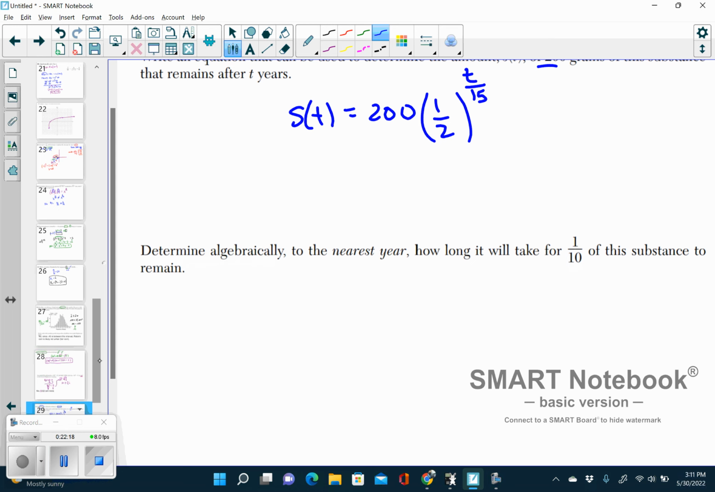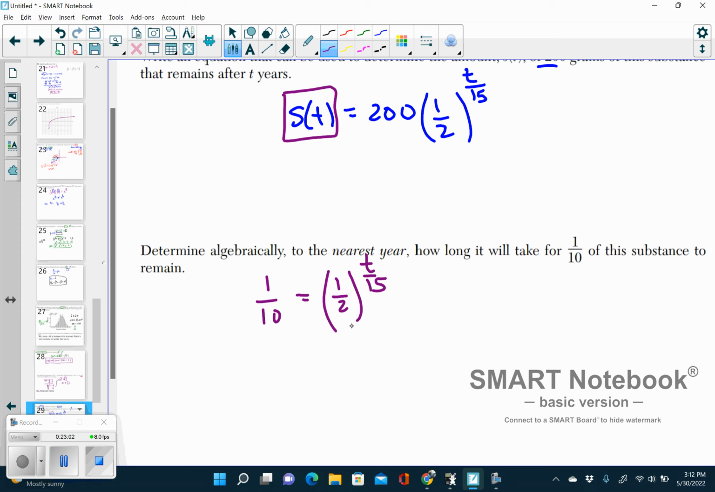Okay, determine algebraically to the nearest year how long it's going to take to get to 1/10 of it. So that means that this right here is going to be 1/10. So I'm going to go 1 over 10 is equal to 200 times, oh, so 1/10 for it to remain. So it doesn't really matter how much we're starting with. The 200 doesn't really matter. So we could even just ignore that, and go like 0.5 or 1/2 to the t over 15, and we have to solve this. Okay, determine algebraically, so we can't just use our calculator and put this under y1 and put this under y2.